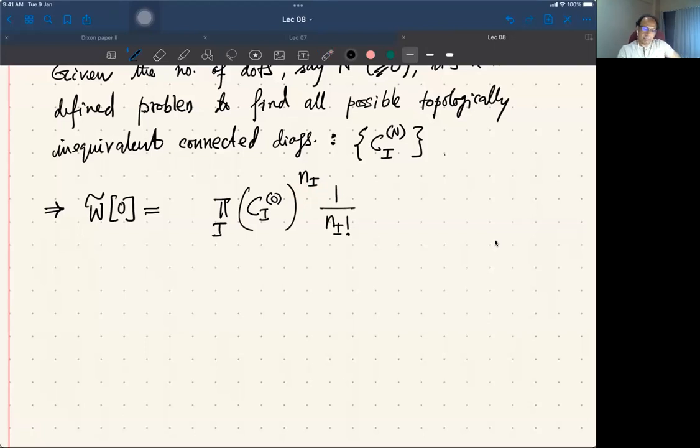And then you have to sum over the whole set of ni's, which are all greater than or equal to 0. This is the general form of W tilde 0. If you know the ci zeros, all the ci zeros, you can certainly straight away write down what W tilde 0 is, right? But this you can reprocess a little bit.